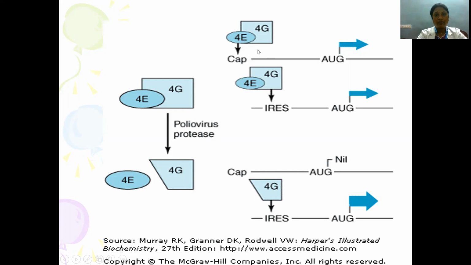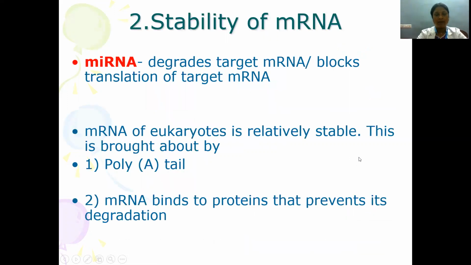This 4E and 4G will go and bind to the iron response element. So if the separated unimolecular 4G goes and binds, it will favor translation, whereas if there is no binding, there is no translation happening.